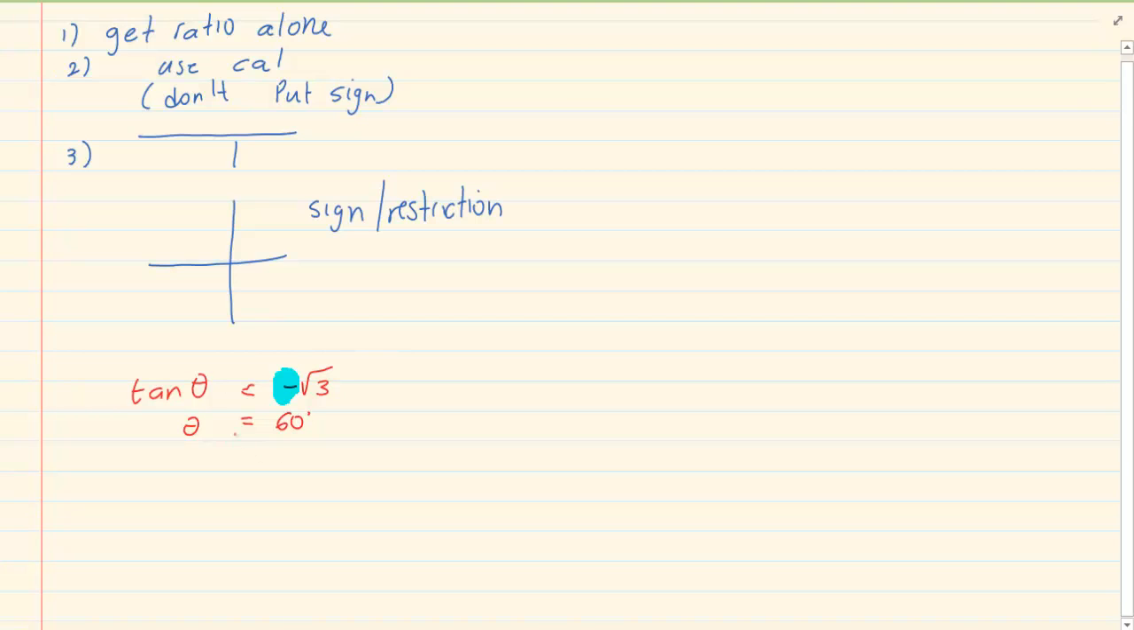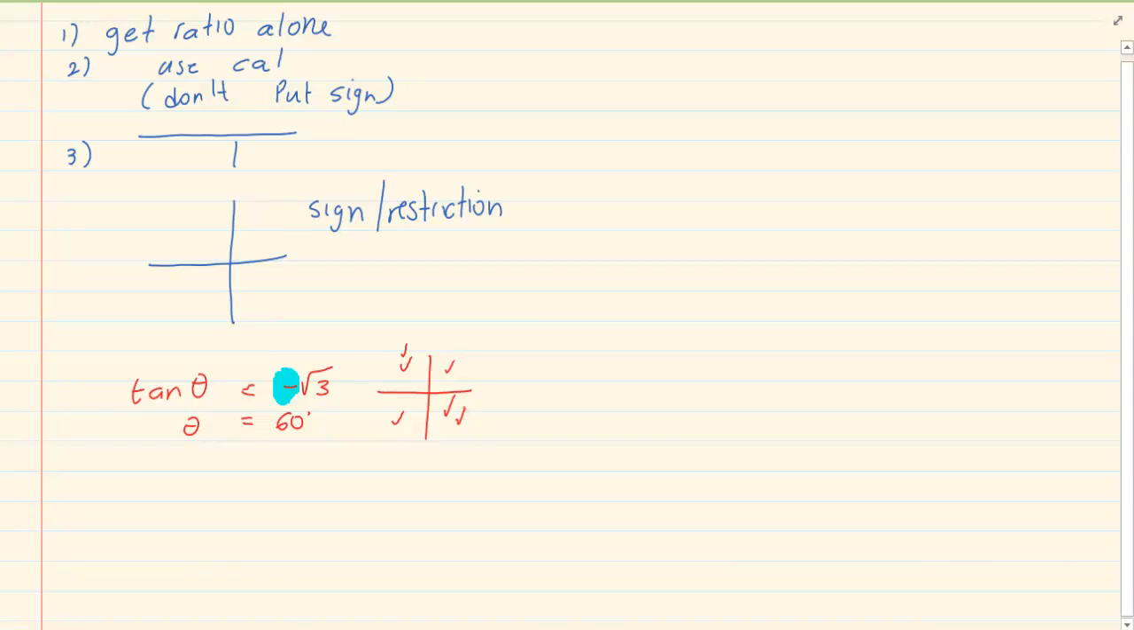Now we have a sign limit. If they don't give us a restriction, we accept it as 0 to 360. Now tan is negative in the second and in the fourth quadrant. Because I don't have a restriction, I'm going to accept it from 0 to 360. So we know that we are using the second and the fourth quadrant.